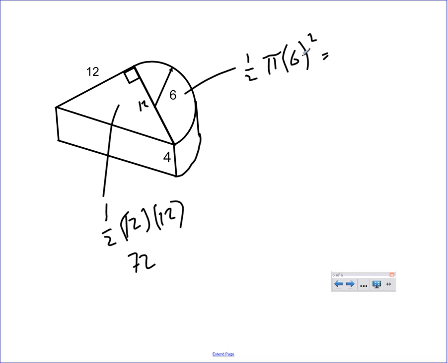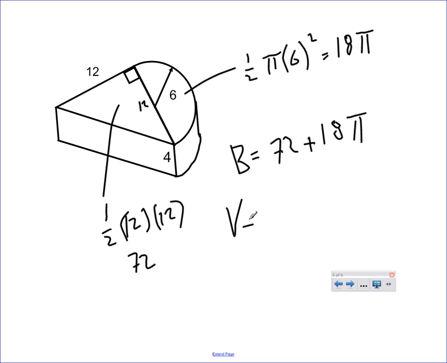And this is going to be 36. Half of 36 is 18. So 18 times pi. I'll leave that for you to figure out. So my total base area is the 72 plus 18 pi. If I want to figure out the volume, I multiply the area of the base times the height. In this case, the height is 4. So it's going to be 72 plus 18 pi, and your calculator will give you a number on that, right?